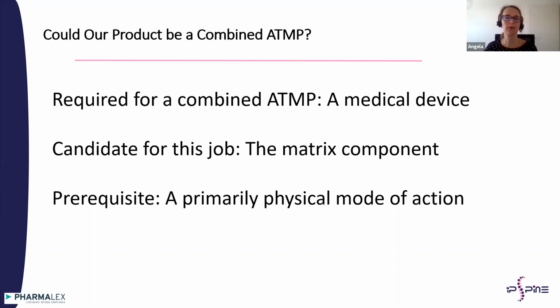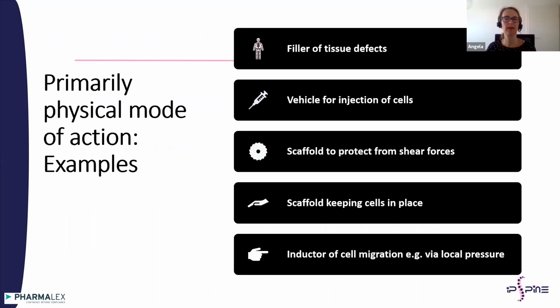So let's take a look at what a primarily physical mode of action might be. It could be a filler of tissue defects. If you say we mostly use this matrix in order to fill the space left by the degenerate intervertebral disc to stop the vertebral segments from touching each other and damaging each other, this would certainly be a very mechanical effect. You just place something in there in between as a buffer.